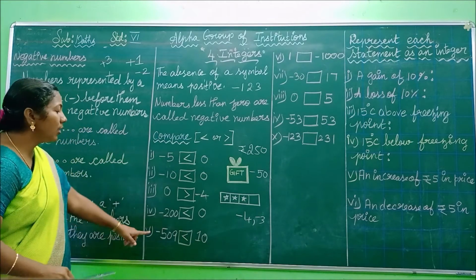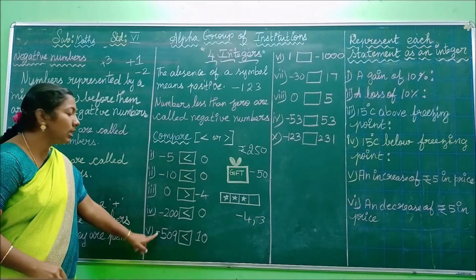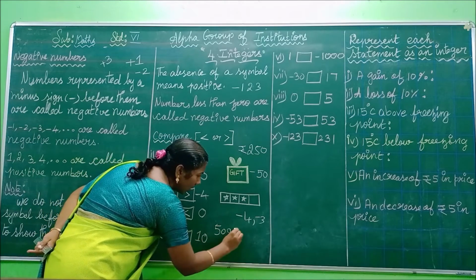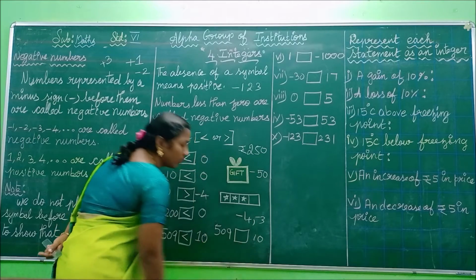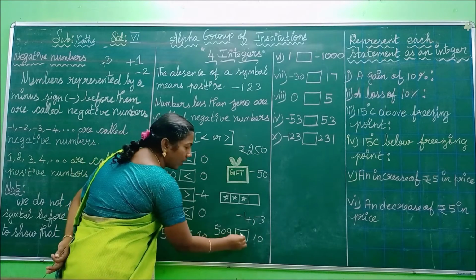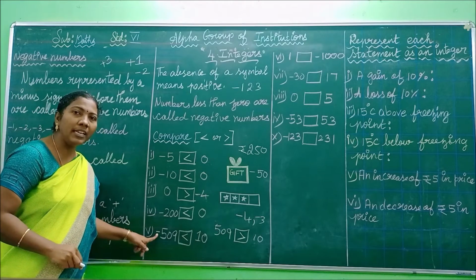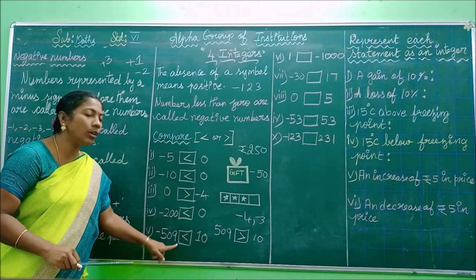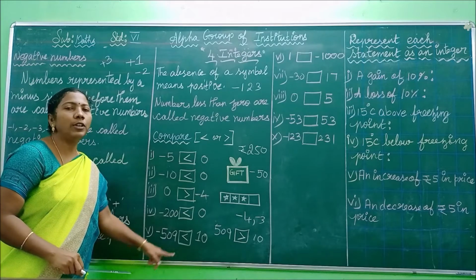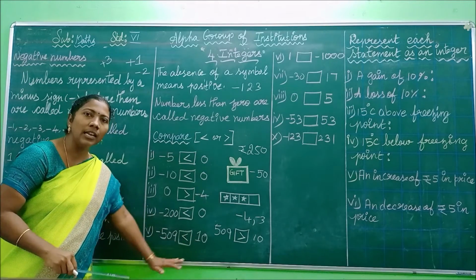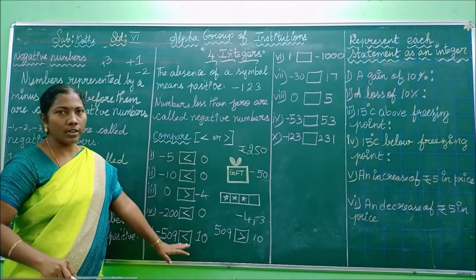Suppose here you have the plus symbol, it becomes greater. See here, 509 compared with 10. Which is the greater number? 509 is the greatest number. But here we have the symbol minus in front of that number, so it became a negative number. If it is a negative number, it is less than 0 as well as less than positive numbers. I hope you understand.